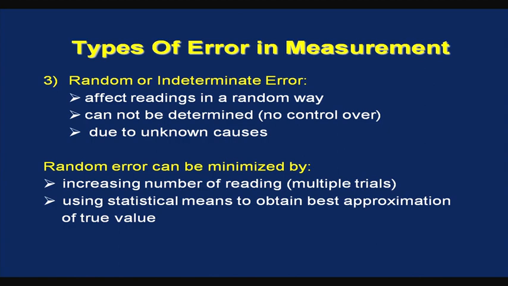So, we will take a particular reading several times, this is called multiple trials, and then we will use some statistical principles to obtain best approximation of the true value. This way we can minimize the random error in our measurements, but we can never completely eliminate it.